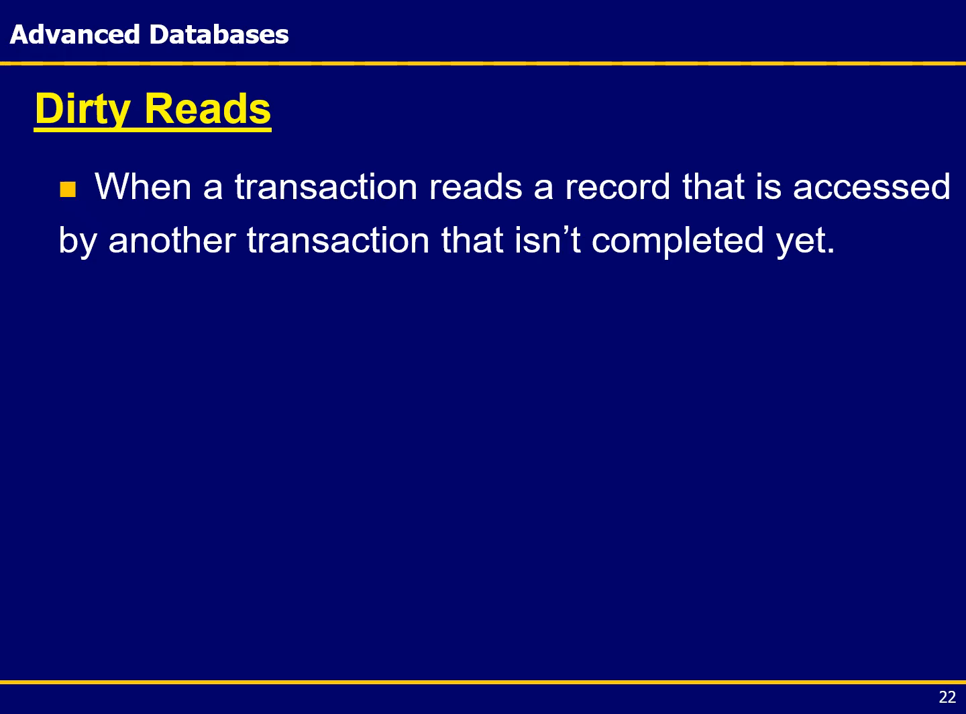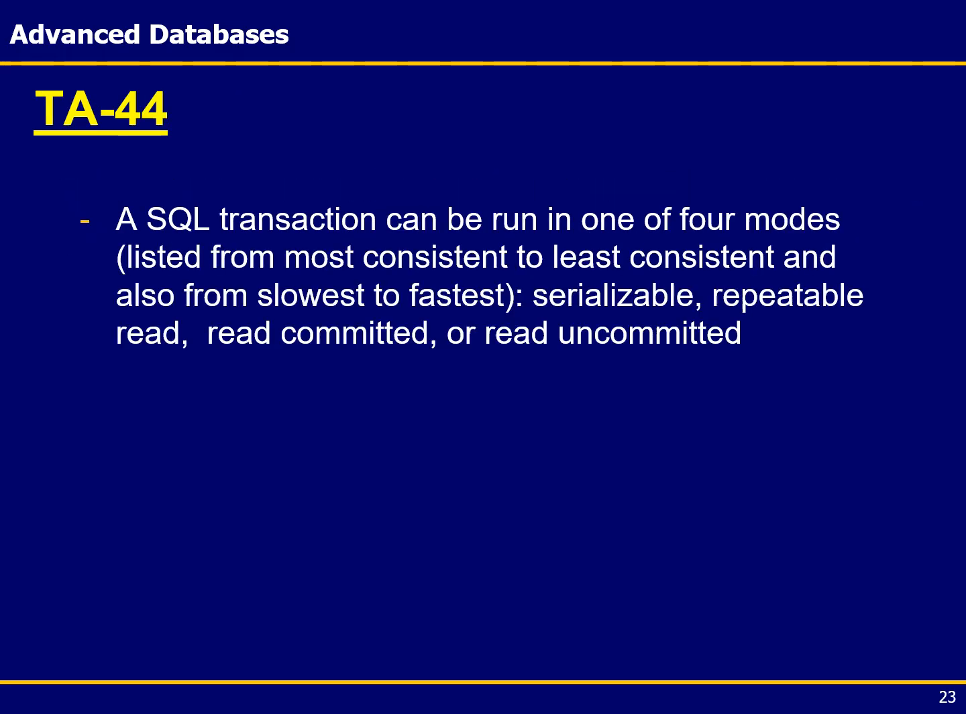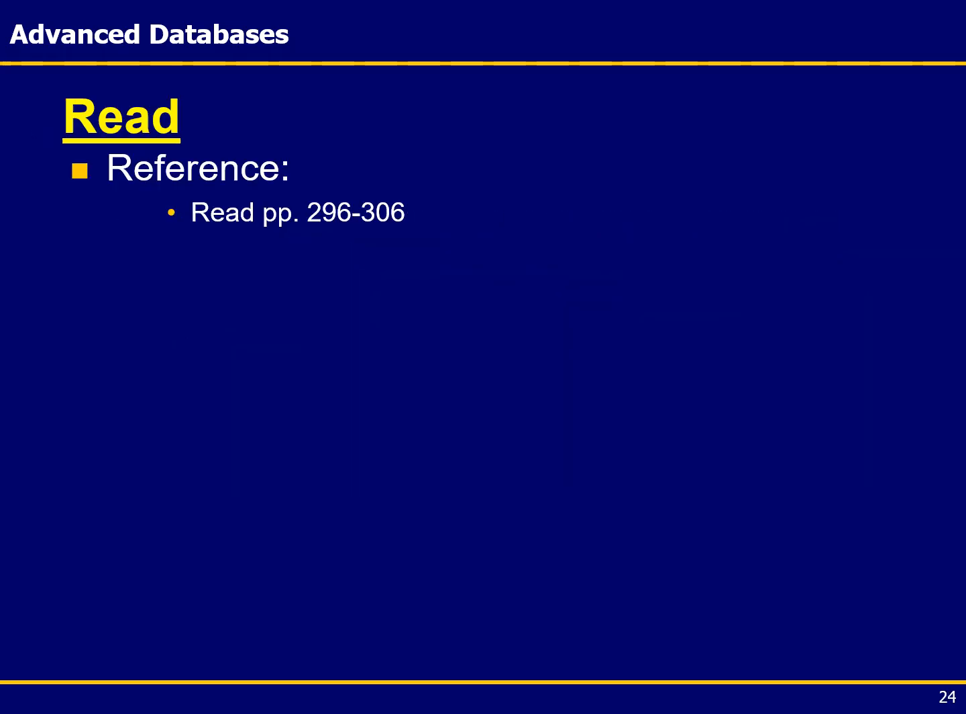Okay, so just to stress the point, dirty reads is when a transaction reads a record that is accessed by another transaction that isn't completed yet, that has not reached its commit yet. So to summarize, a SQL transaction can be run in one of four modes listed here, from the most consistent to the least consistent: serializable, repeatable read, read committed, or read uncommitted. And this is the reference for today, this part of the lecture.